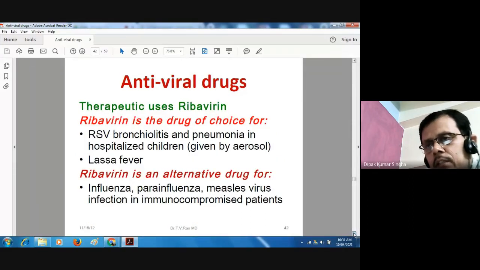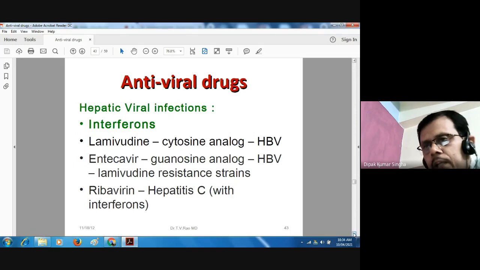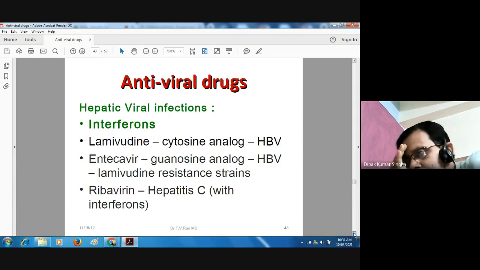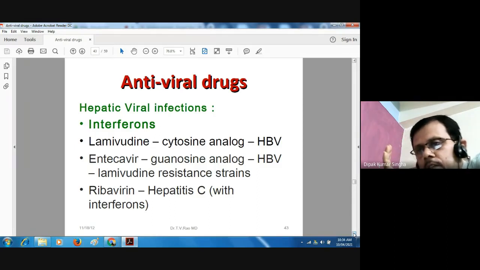Therapeutic uses of ribavirin include bronchitis and pneumonia in hospitalized children, Lassa virus, influenza, parainfluenza, measles virus infection, and infection in immunocompromised patients. Antiviral drugs for viral infection also include the interferons, another very important and newer class of drugs, and lamivudine, a cytosine analog used in HBV, and entecavir, a guanosine analog for HBV, including lamivudine-resistant strains, and ribavirin, which is used in hepatitis C.